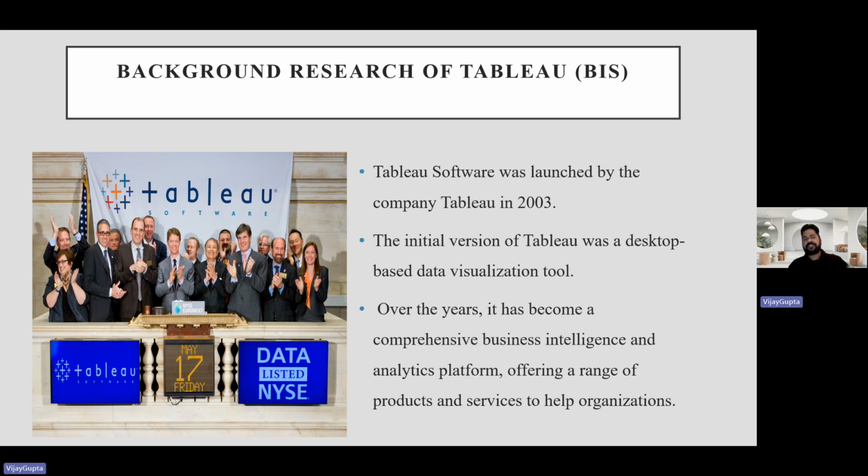Here, background research of Tableau. Tableau is a BIS or AI, which was launched by the Tableau software company in 2003. Earlier, it was a desktop visualization tool, but with the passage of time, it became an advanced platform or modern technology, which offers plenty of services for companies or organizations for their advancement and good functions.